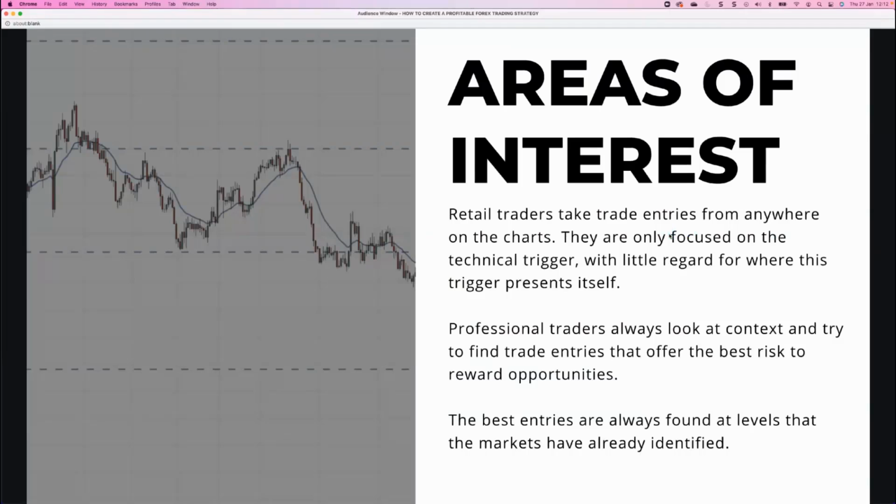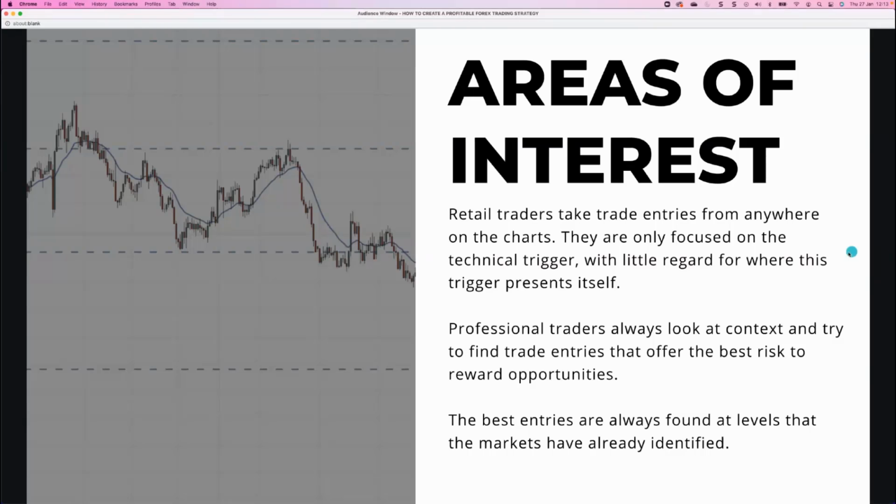Professional traders, what we do is we always look for context. We try to find trade opportunities and trade entries that offer the best risk to reward ratios. I don't want to buy into a trend if it means that the trend is already quite extended and I have to put my stop so far away that it's unrealistic for me to have a profit target that makes sense. So I always have to weigh up the reward to risk. Now, most of the time, the best entries are found at levels that markets have already identified. So you're looking at support and resistance levels and things like that, or prior to it.